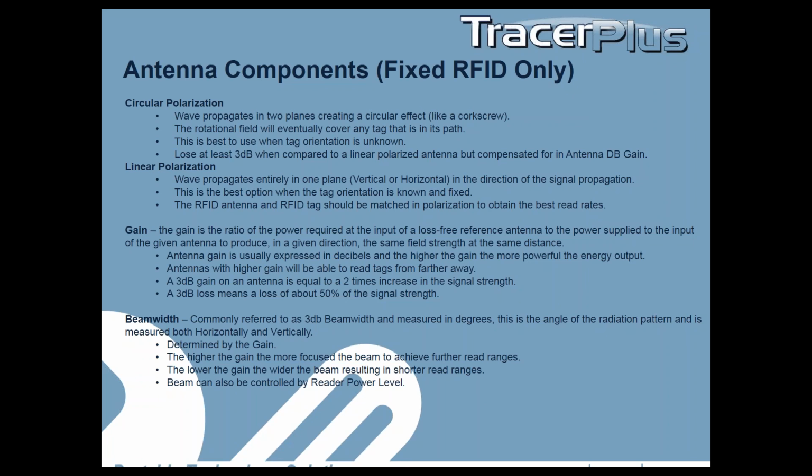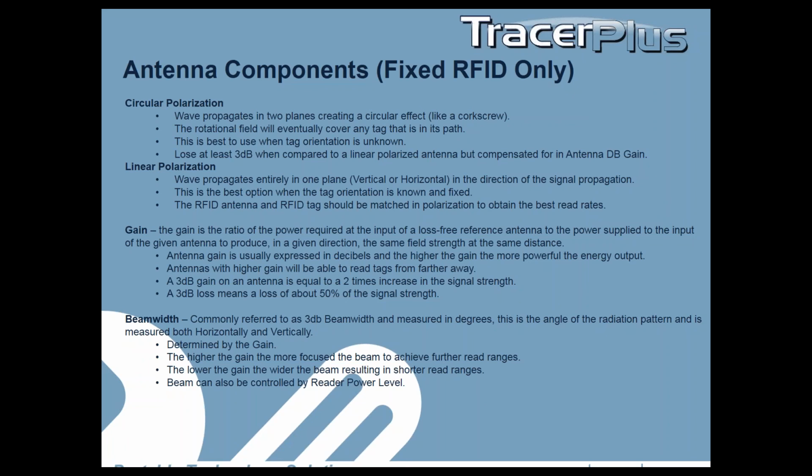Obviously, antennas with a lower gain won't be able to read as far, but actually may be able to read things more spread out, as the cone will be sort of wider, which we'll talk about in the beam width below.